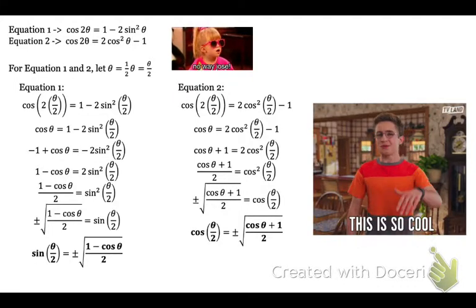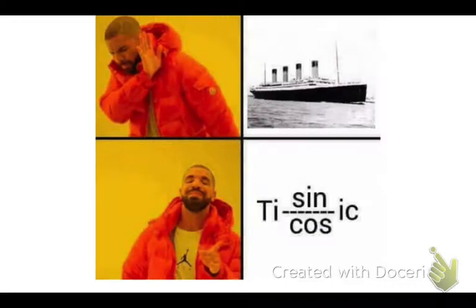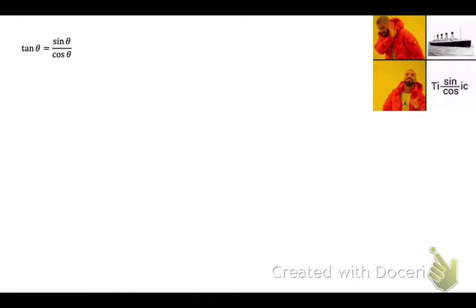So cool. All right, tangent. Tangent is sine over cosine. So that means if I put theta to be theta over 2, tangent of theta over 2 is sine of theta over 2 over cosine of theta over 2.